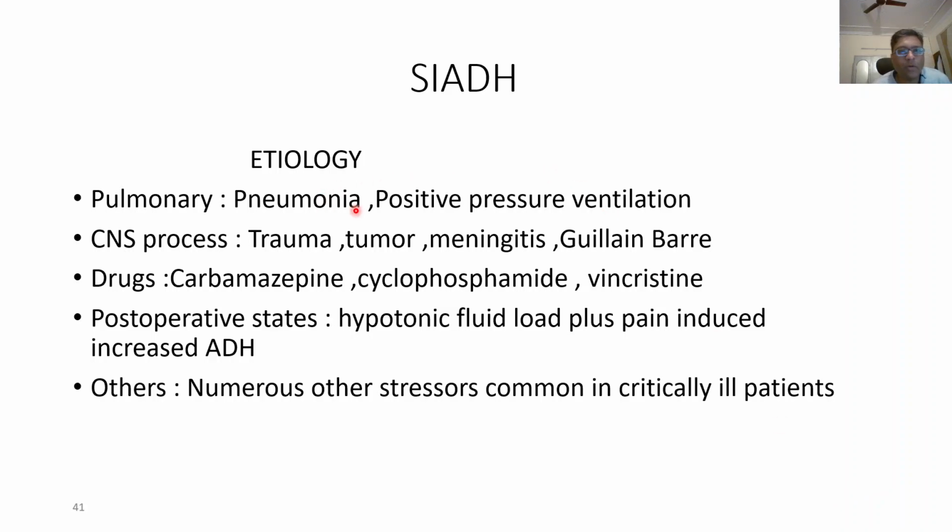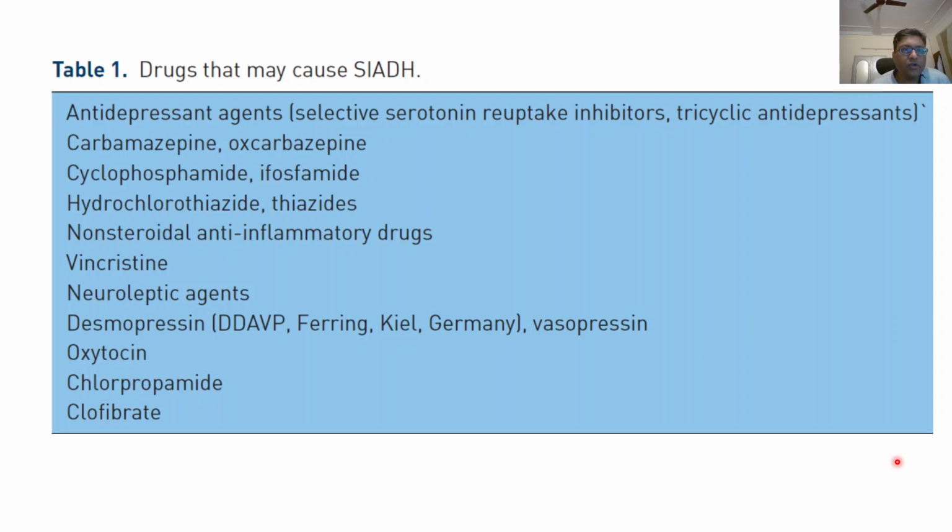SIADH has common causes that we see in children also, such as pneumonia and positive pressure ventilation. These are all common conditions in the ICU. Pneumonia, positive pressure ventilation, trauma, tumors, meningitis, GBS, and some drugs: carbamazepine, cyclophosphamide, vincristine. Post-operative states, because of a lot of pain and stress, nausea, vomiting, are all strong inducers of ADH secretion. You also get hypotonic fluid load, and other stresses are common. Drugs include antidepressants, carbamazepine, cyclophosphamide, hydrochlorothiazide, NSAIDs. Vincristine is a common cause of SIADH.